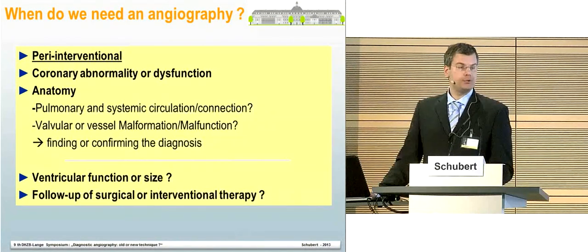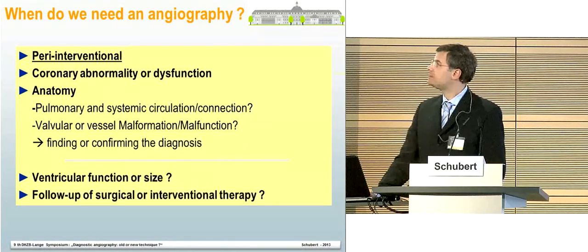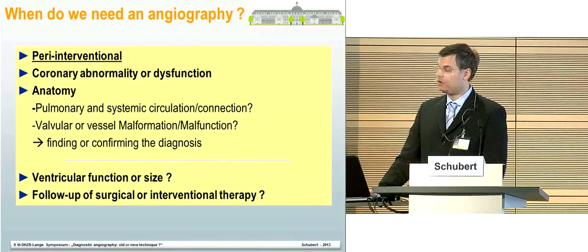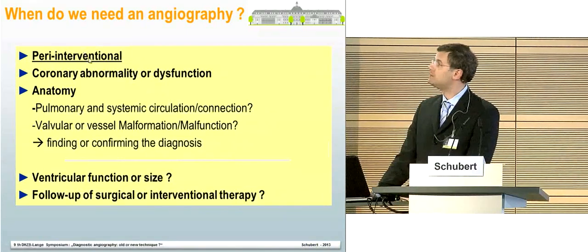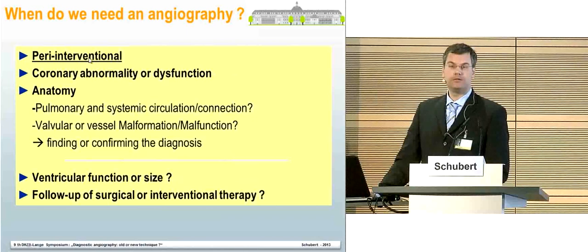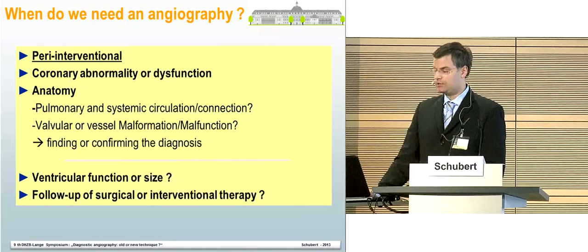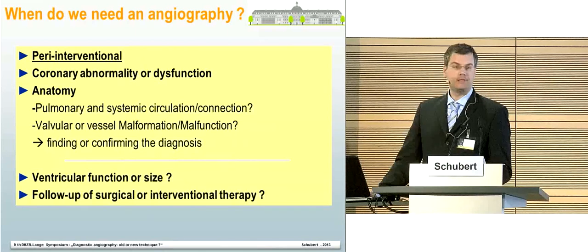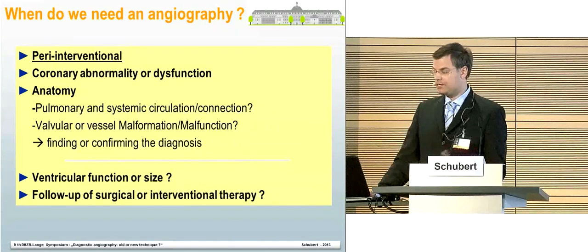When do we need an angio? I think the most important thing is in the upper part. We need it for peri-interventional procedures. And I think today we wouldn't do an angio in the majority of the pre-operative patients. But there are some questions which we cannot elucidate from echo or from the other diagnostic procedures where we might go for an angio. Also, sometimes we need the information about the anatomy.